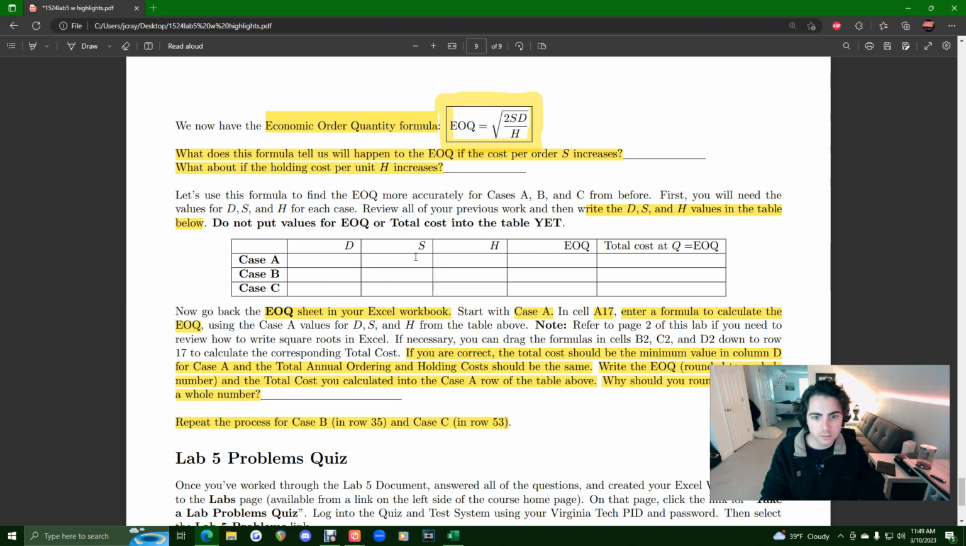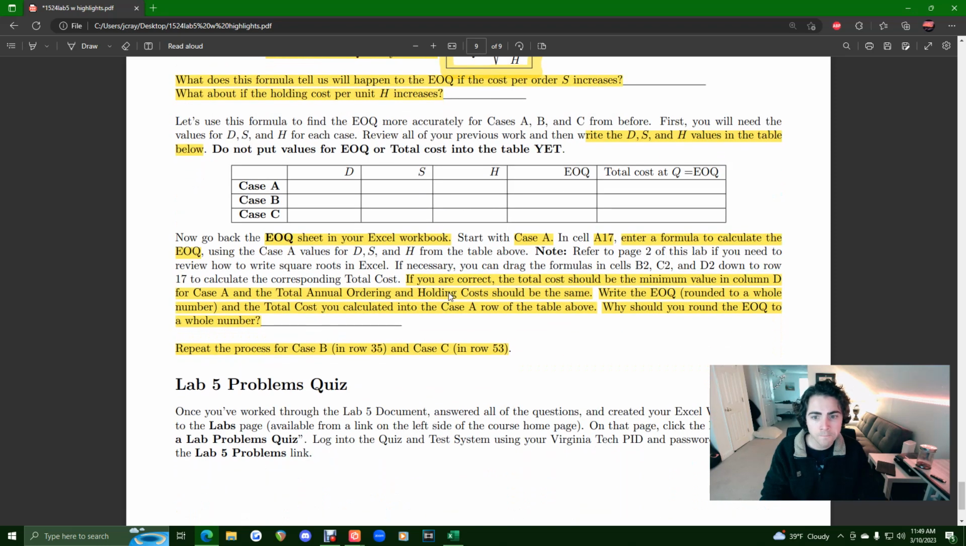The ordering cost was the same for the first two. I think it was 16. And then the holding cost was 6, 12, and then 6, respectively, for each case.